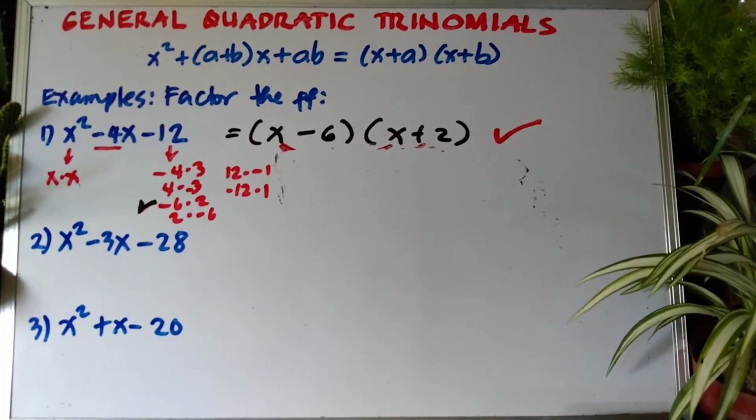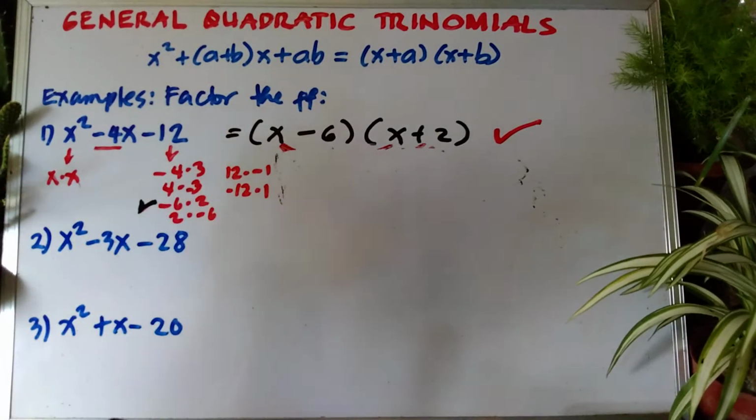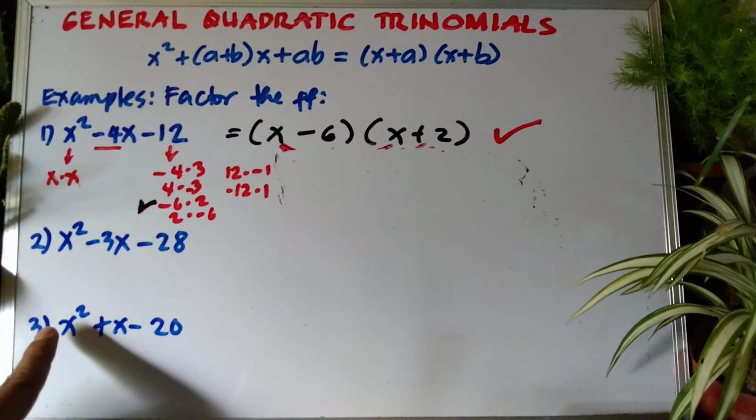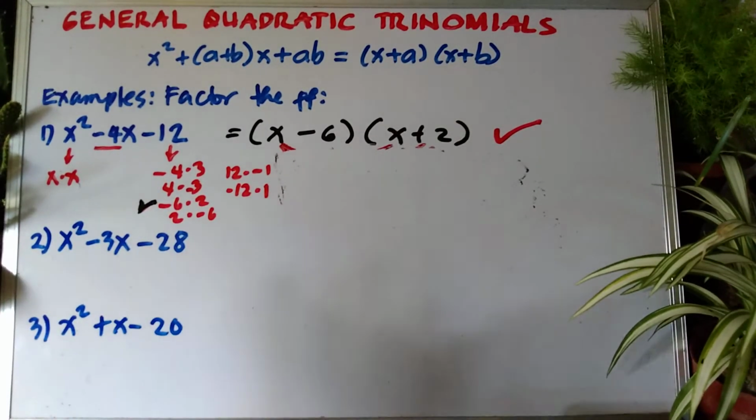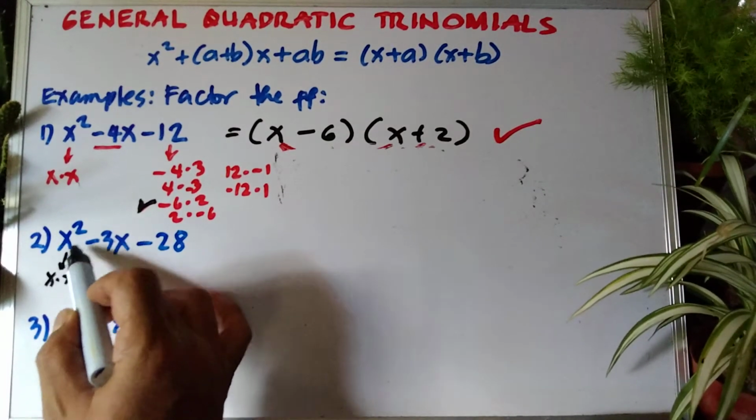Okay, let's move on to number 2. Again, we have a simple trinomial whose leading coefficient is 1. Kasi 1 lang yung coefficient dito. Mas simple ito, kasi yung numerical coefficient sa first term is only 1. So 1 times x squared, that's why x squared lang yung nakikita nyo. So dito, kunin natin yung factors ng x squared. So you have x times x.